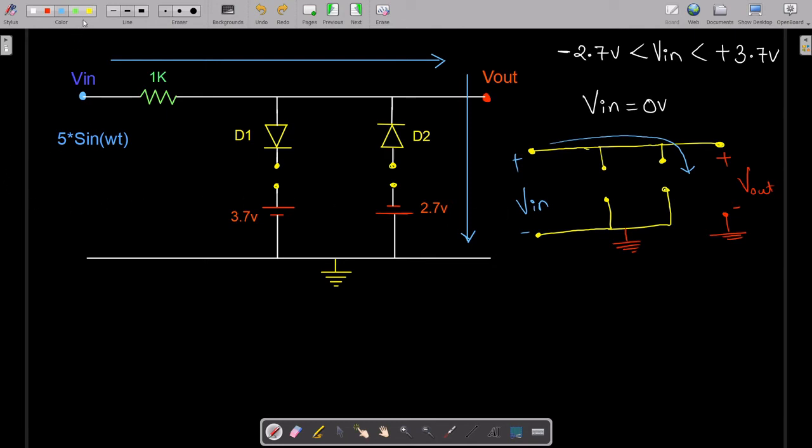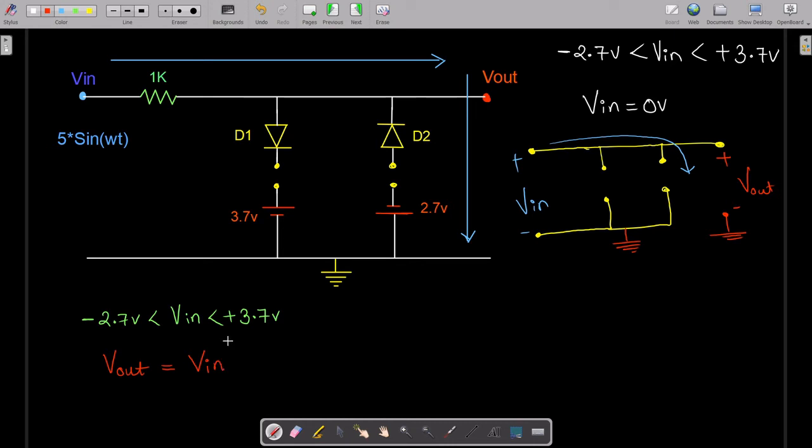So what we saw is this: for this particular condition, that is minus 2.7 volts less than V in, and V in less than plus 3.7 volts, whatever input voltage we are giving is straight away getting reflected to the output side, V in.